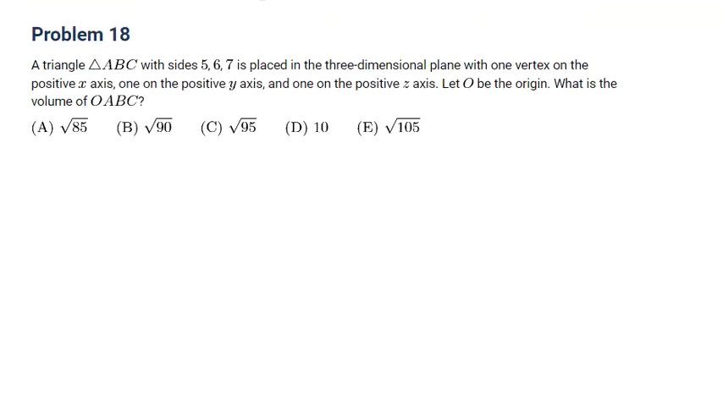Okay, problem 18. A triangle ABC with sides 5, 6, 7 is placed in three-dimensional space with one vertex on the positive x-axis, one on the positive y-axis and one on the positive z-axis.